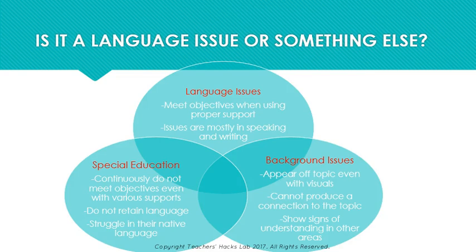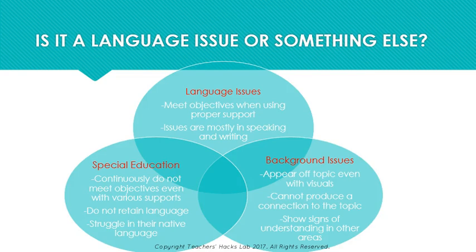Now, what do we do when our students aren't understanding something? We're wondering, is it a language issue or something else? Here's something to help you understand if it's a language issue, a special ed issue, or just a background issue. Language issues usually get solved when using proper support. The issues are mostly in speaking and writing. And so when we're noticing a student is not meeting our goals, we have to start wondering, okay, could this be a special education issue?